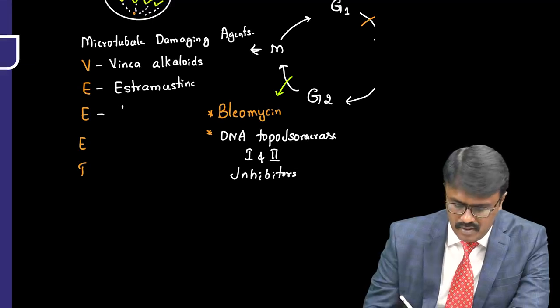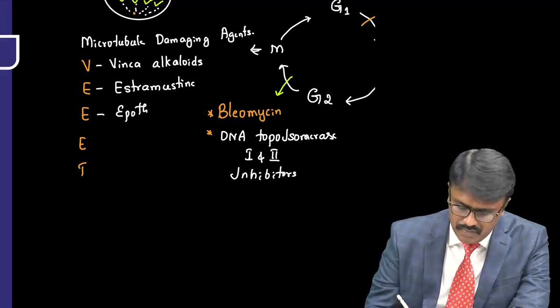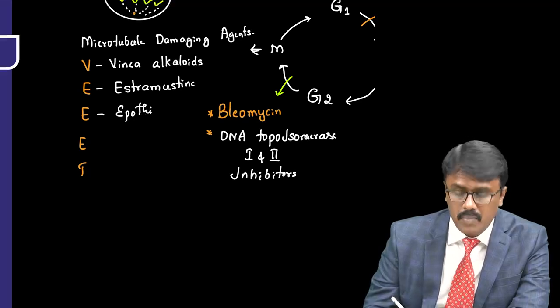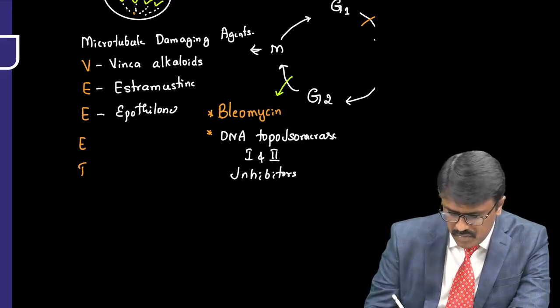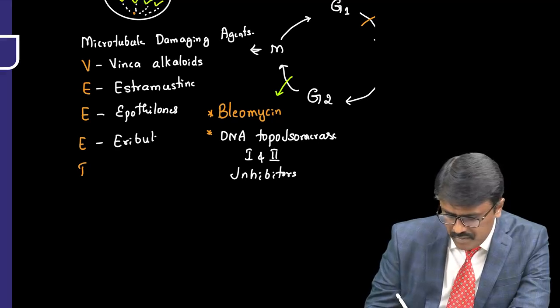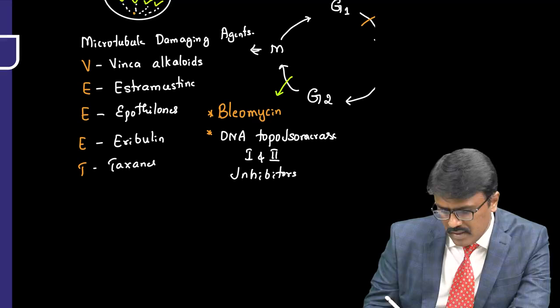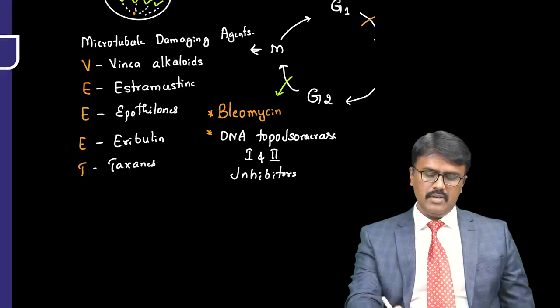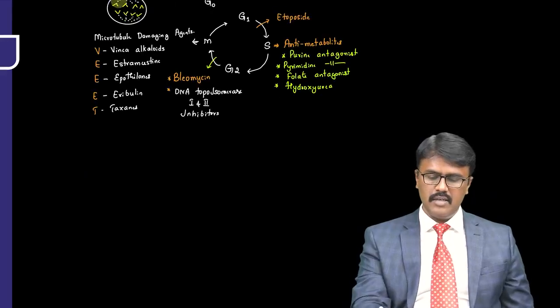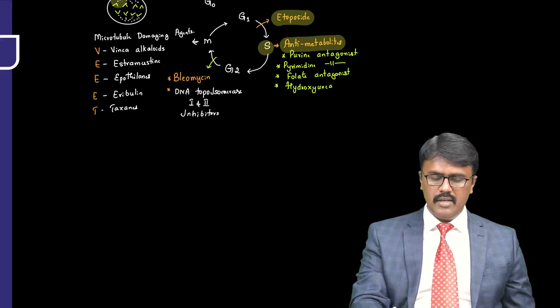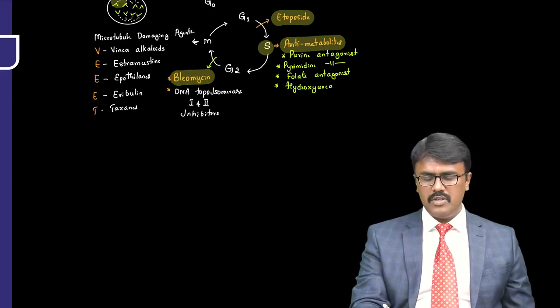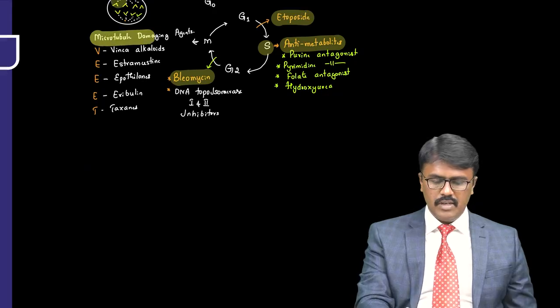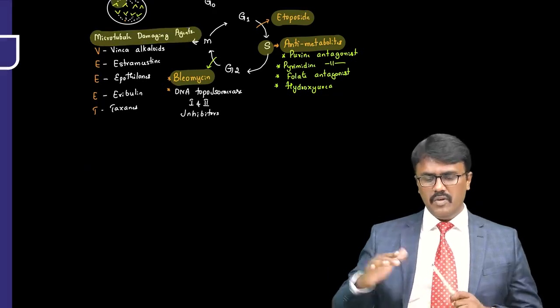Then we have epothilones, which are used in breast cancer, and eribulin, and T for taxanes. So these are cell cycle specific drugs. So G1S, it is etoposide, S, antimetabolites, G2M, bleomycin and DNA topoisomerase inhibitors, and M phase, microtubule damaging agents. So we will discuss them later.